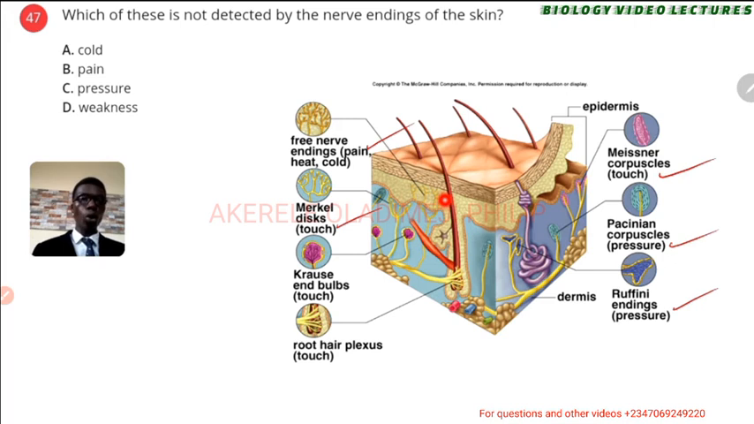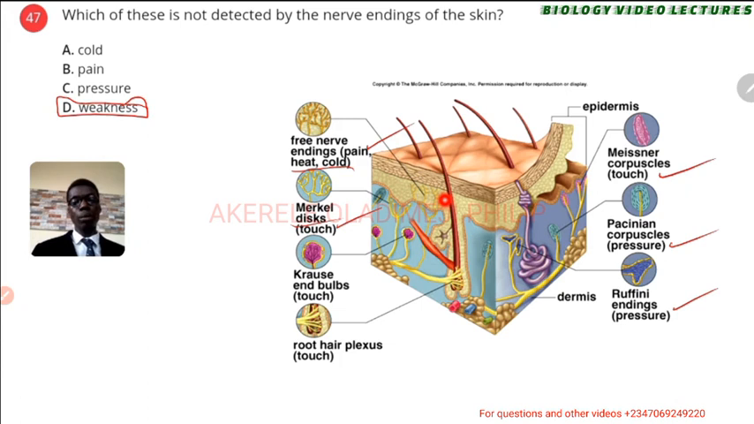So you can see from this option, cold is in this diagram, pain is in the diagram, pressure is in this diagram, but weakness cannot be, there's no receptor on the skin to detect weakness. So the answer is D. You might want to pause the video here to look at those free nerve endings and what they do and their names.